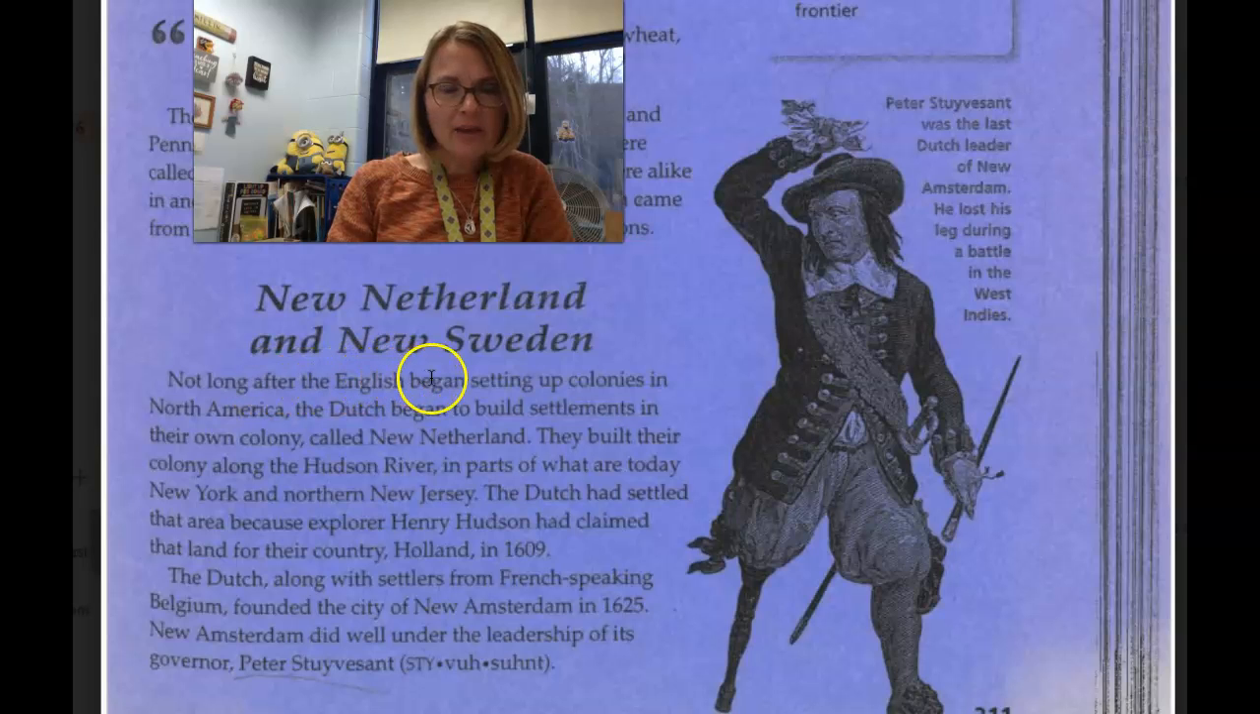Not long after the English began setting up colonies in North America, the Dutch began to build settlements in their own colony called New Netherland. They built their colony along the Hudson River. Oh, now I'm getting some clues. In parts of what are today New York and northern New Jersey. So my question is going to be really quick. Where is the Hudson River?